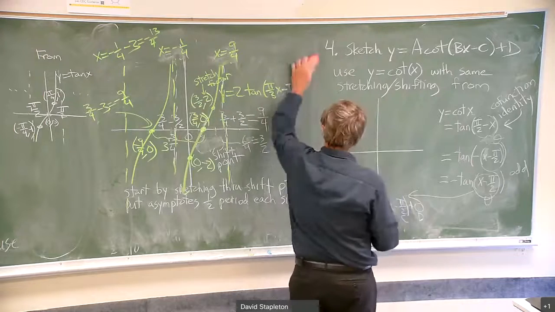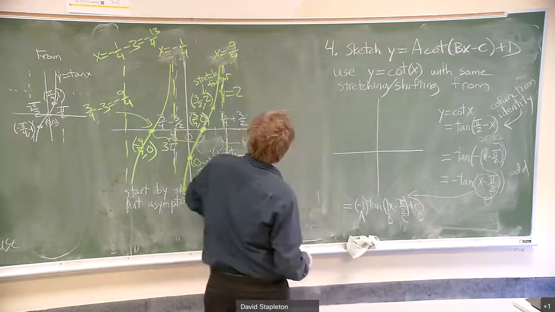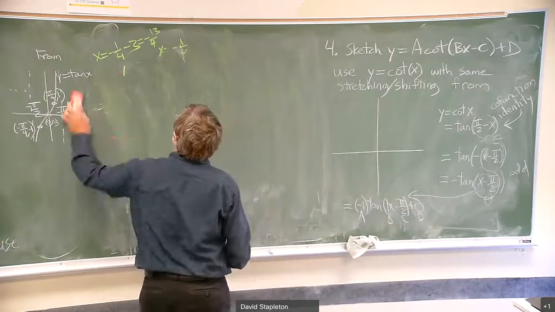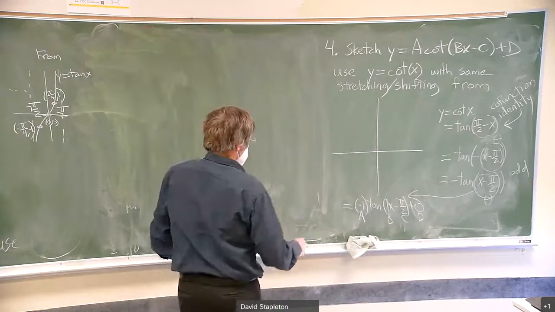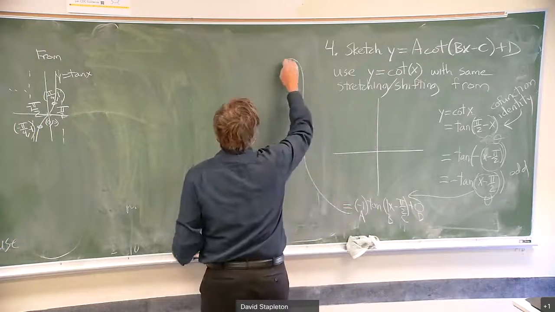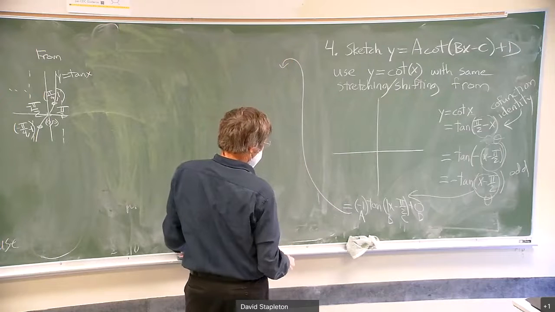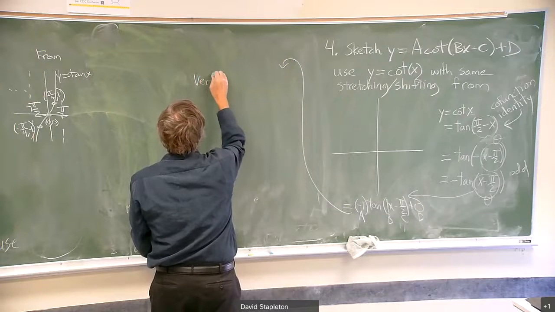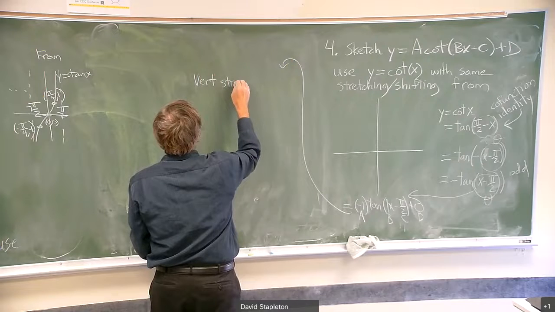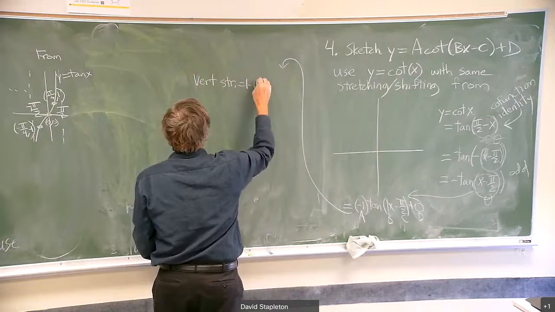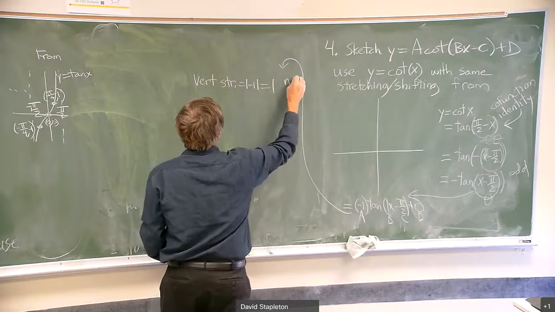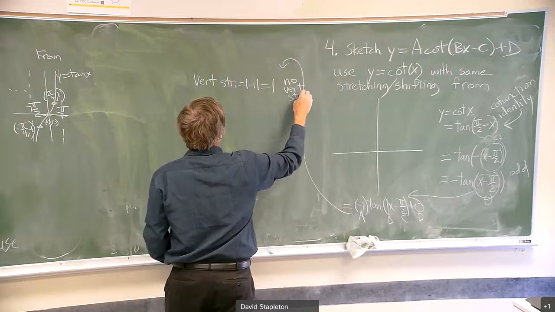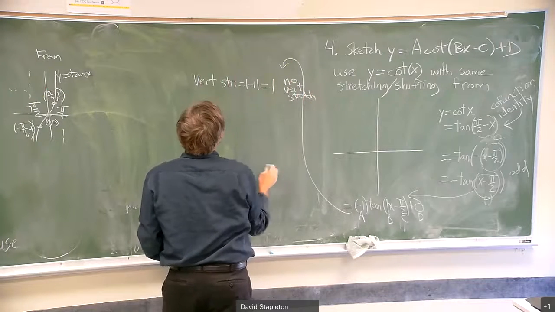So what is this? What does this graph look like? Now, from these letters, I observe that the vertical stretch is absolute value of A is 1. Right. Absolute value minus 1 is 1. There's no vertical stretch. It's exactly the same. You scale everything by 1.